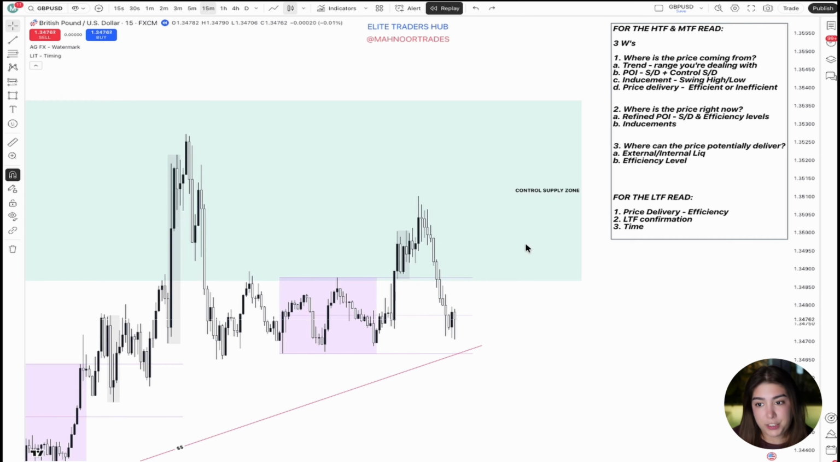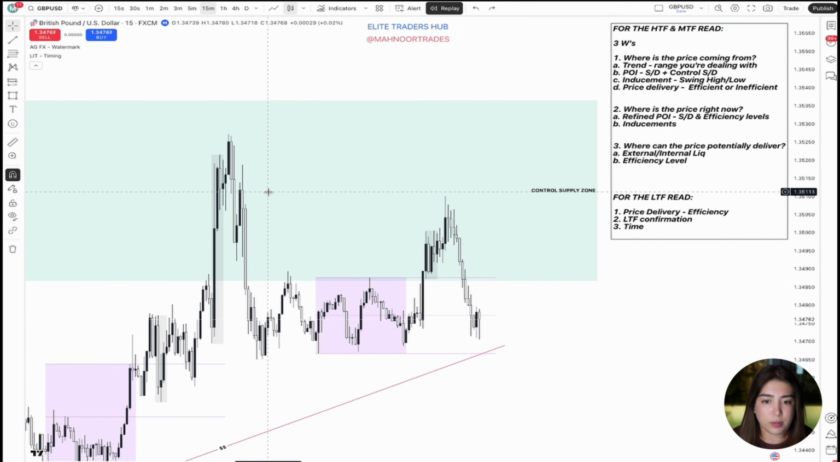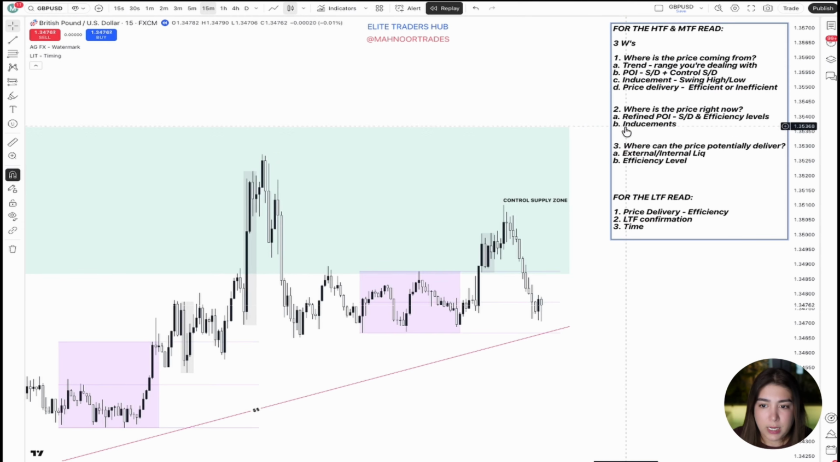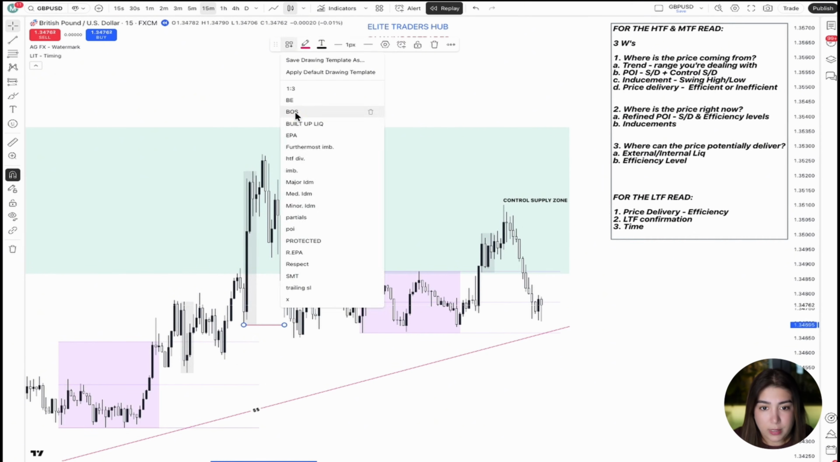Now, in terms of efficiency levels, let's say you are bearish, and we're targeting something to the downside. You obviously want the price action to be delivering good once it's tapped into the control zone, which is acting as your point of interest. Now we're going to look at the inducements. Price was creating higher highs, higher lows. Then we had the price coming down, giving us a bearish break of structure right here.